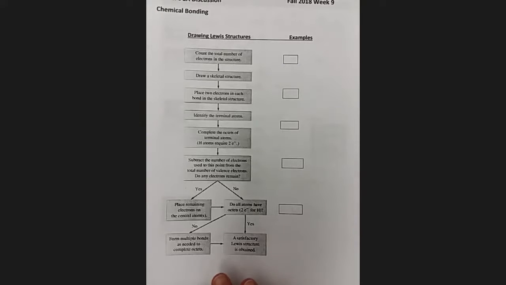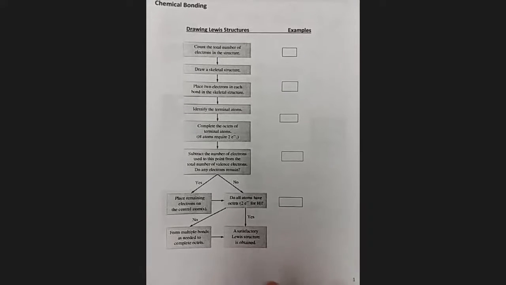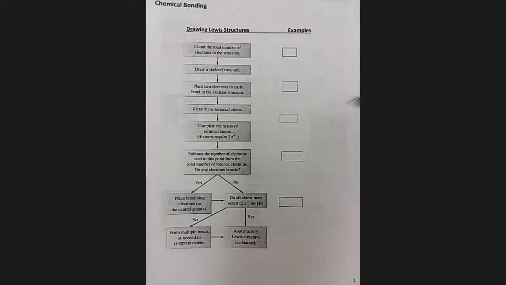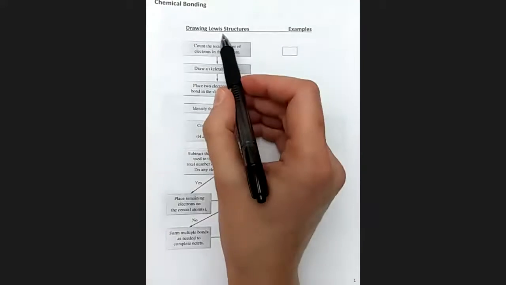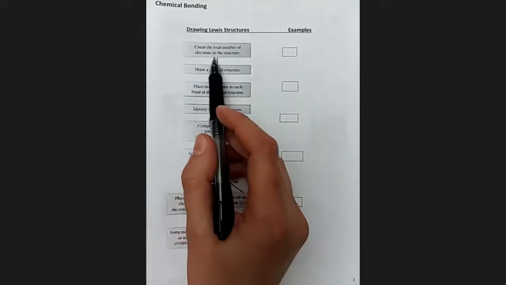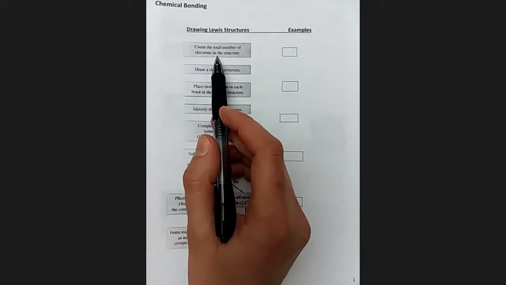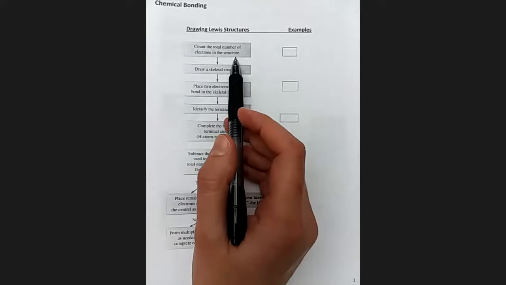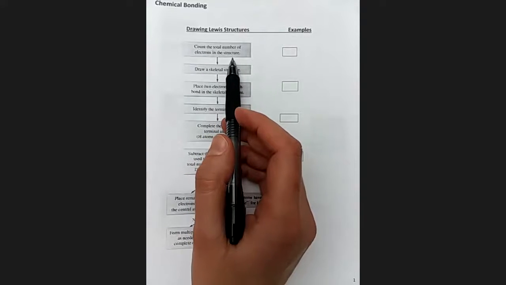So this flowchart helps with the process for determining a Lewis structure and tells you which step to do. This is something you want to plan to eventually outgrow because you will not be able to use this in a testing environment, but you can use it while you're learning right now. So when we're drawing a Lewis structure from scratch, the first thing we do is count the total number of electrons in a structure. And that comes from the valence electrons, depending on their group.